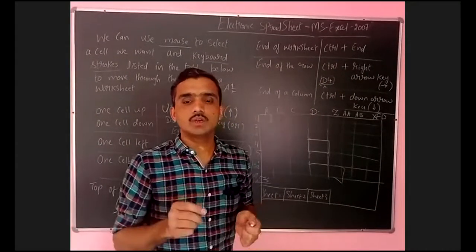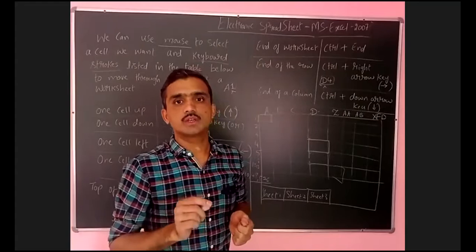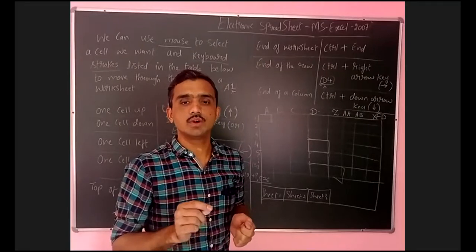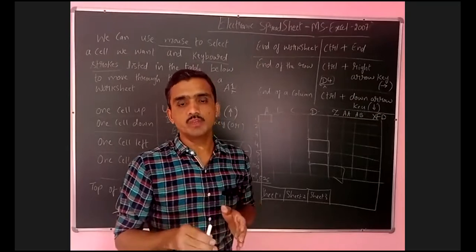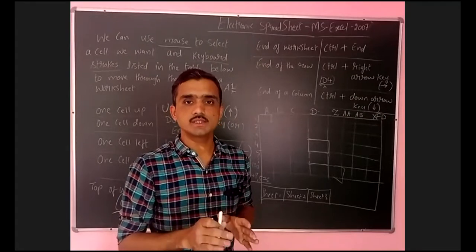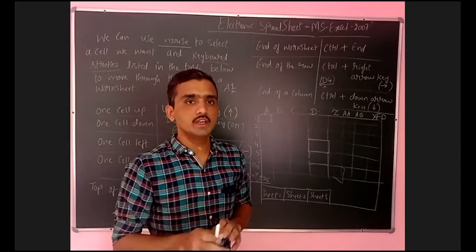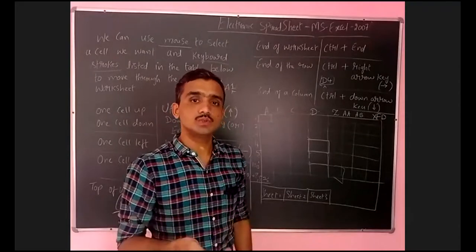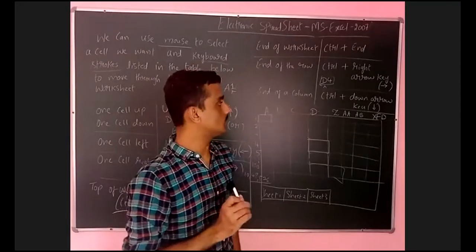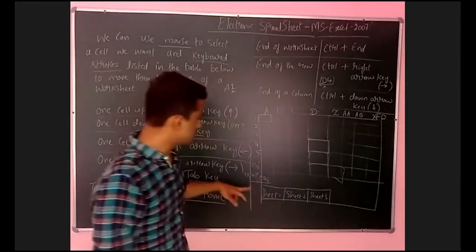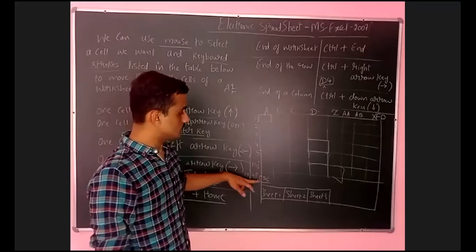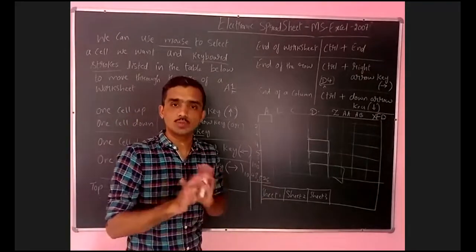Here we should not get confused that the end of the worksheet means the last row, last column. In the case of Control Home, it is the first row, first column. But here it is not the last row, last column of the whole sheet, which would be row 10,48,576. It will not move like that.